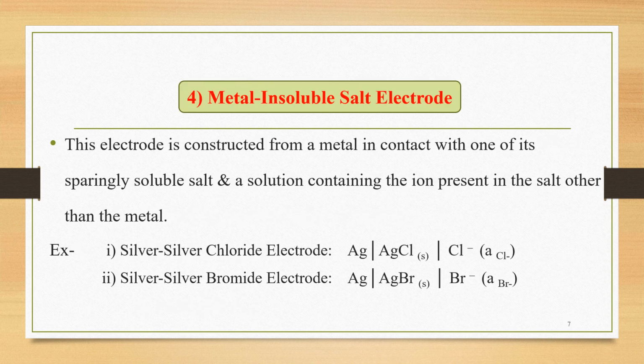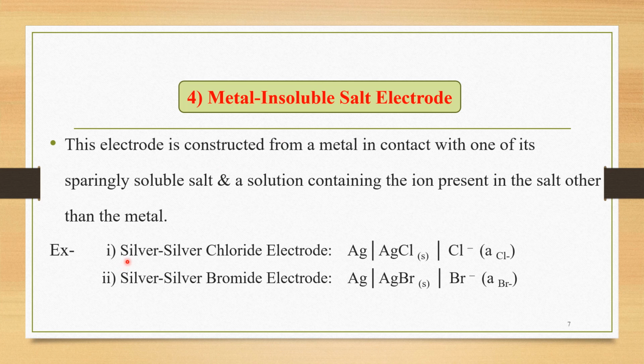The fourth important type of electrode is the metal insoluble salt electrode. This electrode is constructed from a metal in contact with one of its sparingly soluble salts and a solution containing the ion present in the salt other than the metal. As the name itself indicates, to construct this type of electrode, we have to take a particular metal which is in equilibrium with one of its insoluble salts.